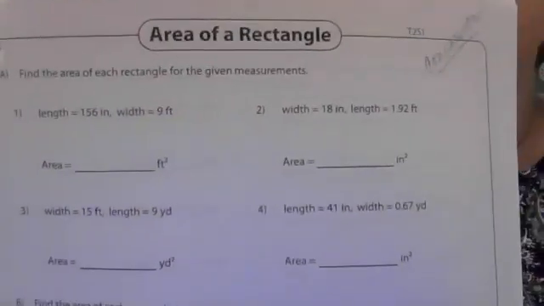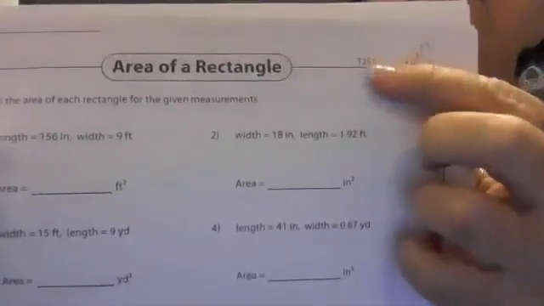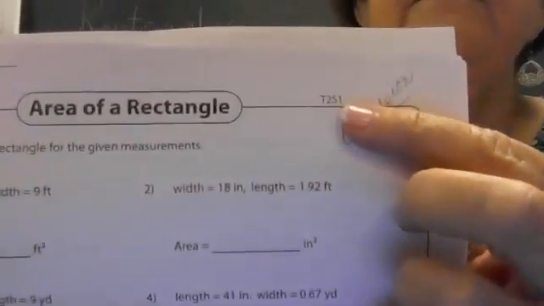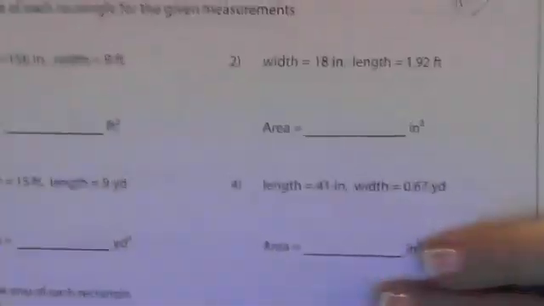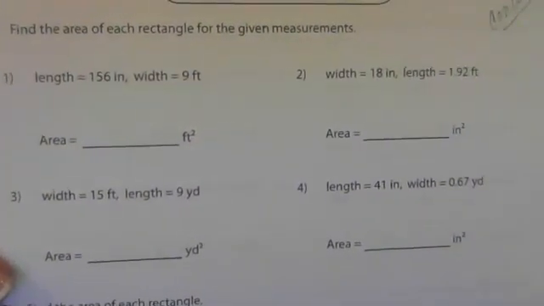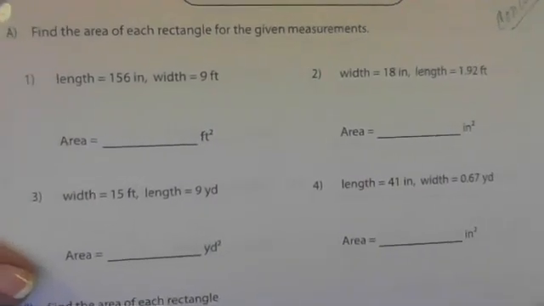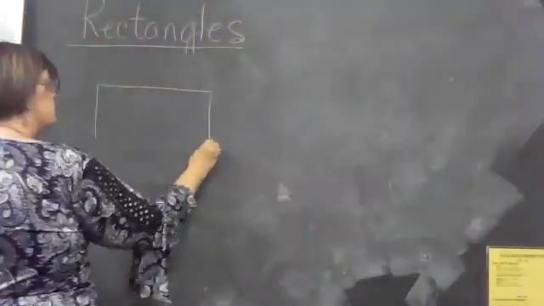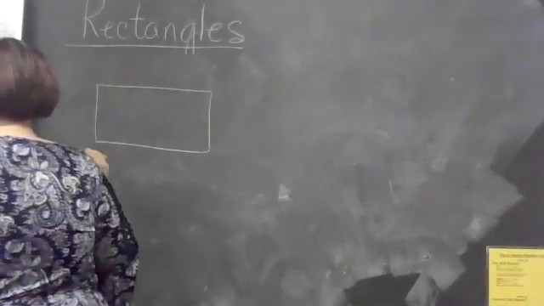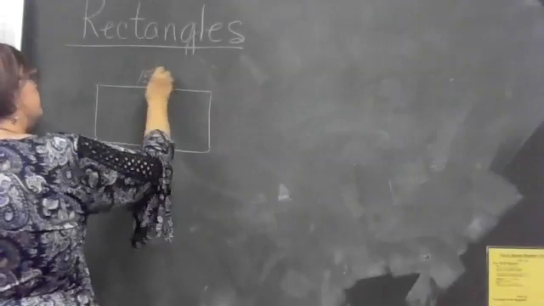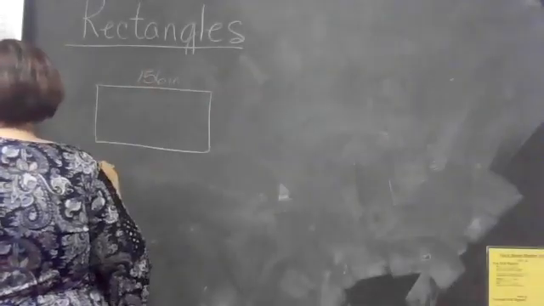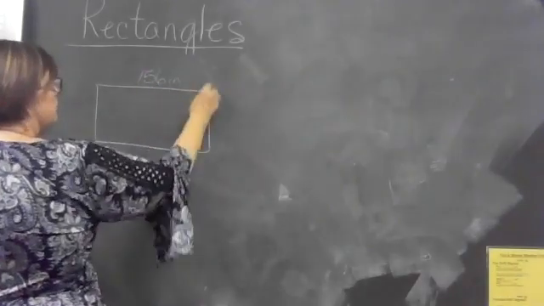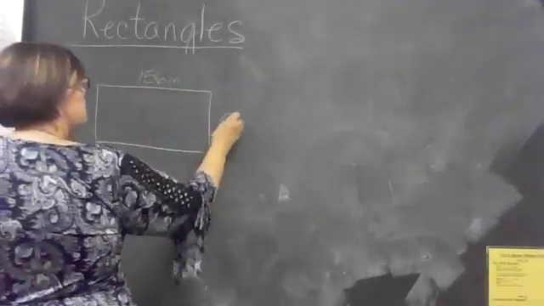So if you'll find this page that up at the top, it says T2, S1, and it's the area of a rectangle. In this case, let's look at this first one, okay? Find the area of each rectangle for the given measurements. Now this time they don't draw for you, but you know what a rectangle looks like, and you don't have to be an artist. Let's draw a rectangle, and on one of the sides, you're going to put 156 inches. And on the adjacent side, that means the one right next to it, not across, it says 9 feet.